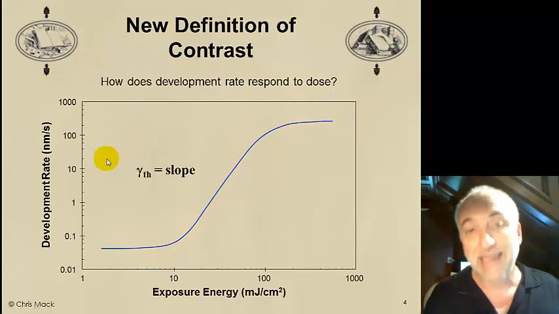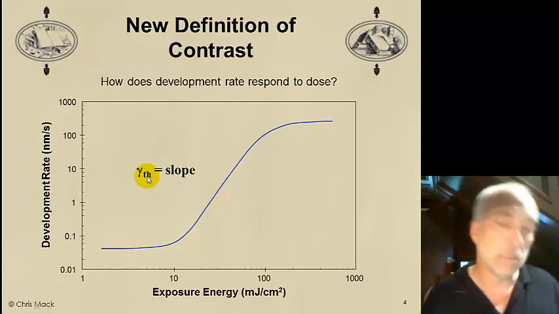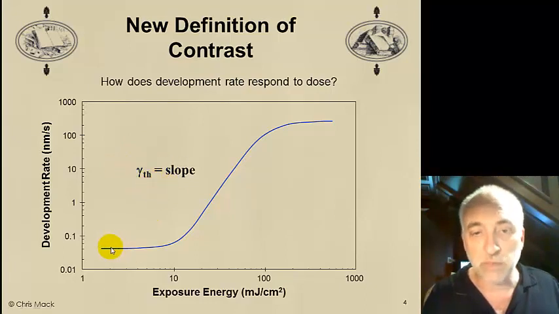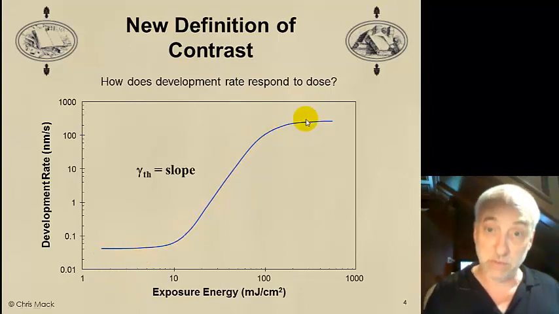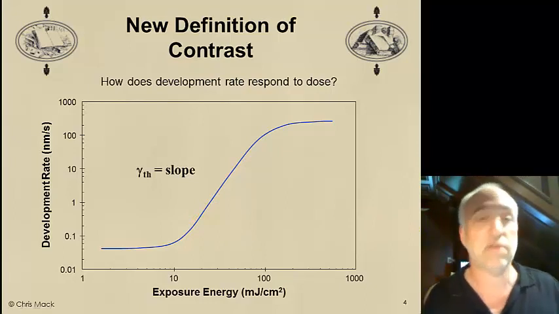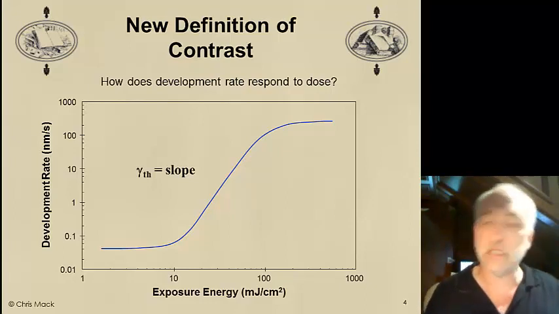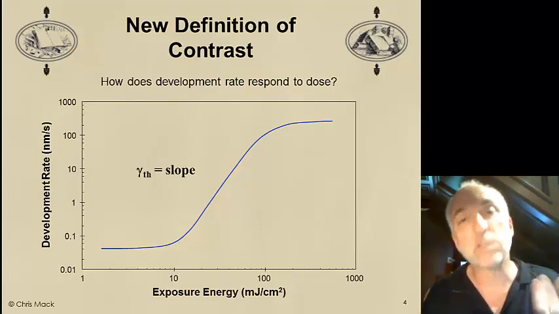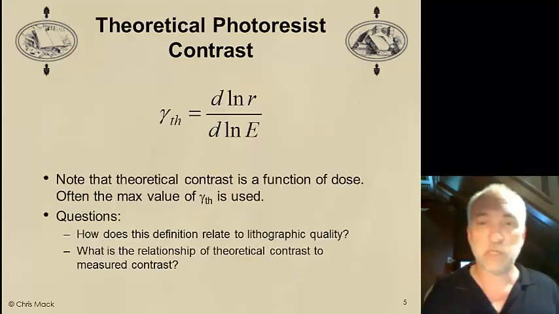Then gamma, what I'll call the theoretical contrast, to differentiate from the conventional way of measuring the contrast we just mentioned, will be simply the slope of this curve. Now, the slope of this curve varies with exposure dose. So gamma is a function and not a specific value. But that's easy to deal with. The important point is we now have a definition of contrast that is dependent upon a fundamental response of the photoresist. How does the resist development rate respond to exposure dose?